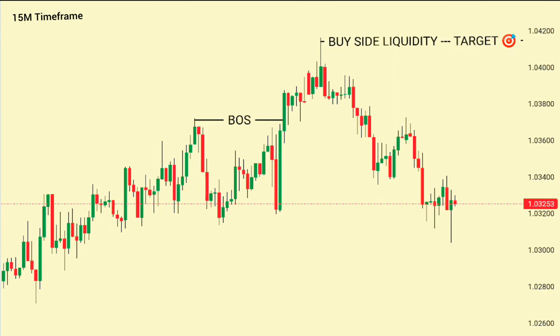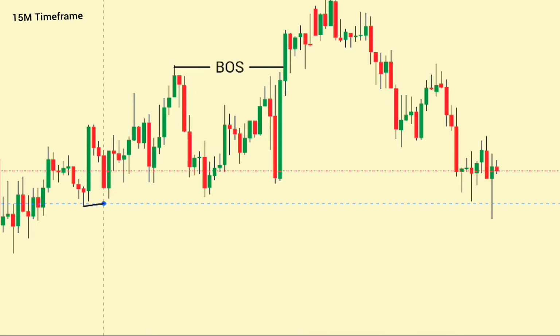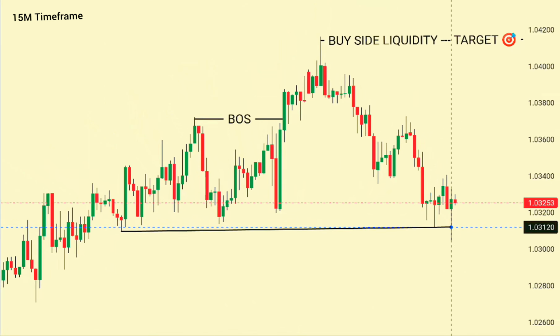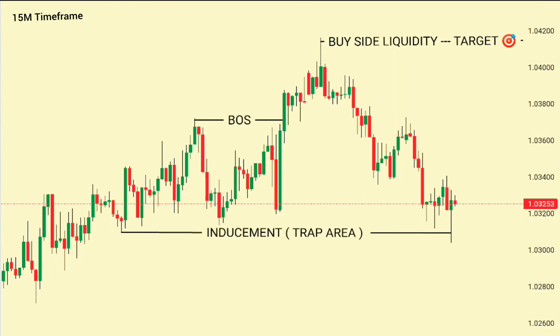But price does not go there directly. Before moving up, it creates a small pullback. And this is where most traders get confused. It looks like the move is starting, so people jump in early. But this pullback is actually inducement. It is designed to pull traders in before the real move happens.